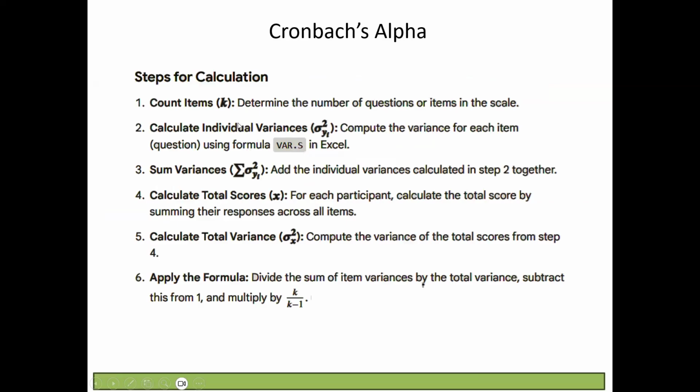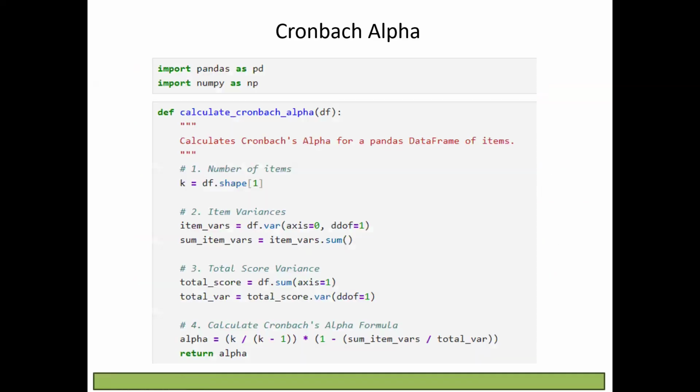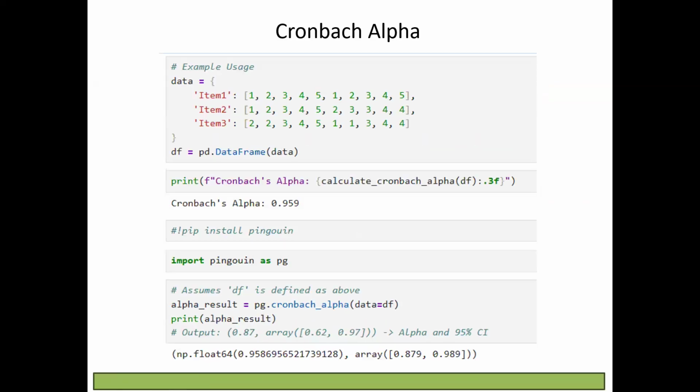These are the steps for calculation of Cronbach alpha. It is very easy and it can be calculated using pen and paper or using an Excel file. This is the Python code which I have written to calculate the Cronbach alpha. This is the use of the code, and it can also be calculated using the package Pingouin, and both the packages are giving similar results.